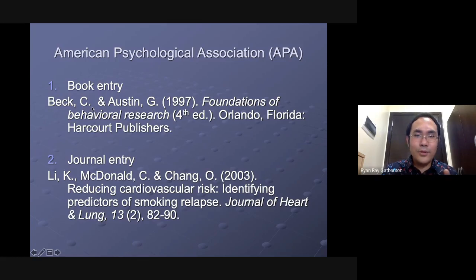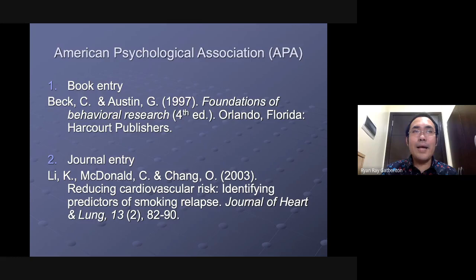Now, if there are two authors in the book that you cite, follow it with an ampersand, or the word and. You can use and. And then follow it with the name of the second author. The format: surname first, comma, followed by the first name initial. Period. After that, present your date of publication. This year indicates the year of publication.